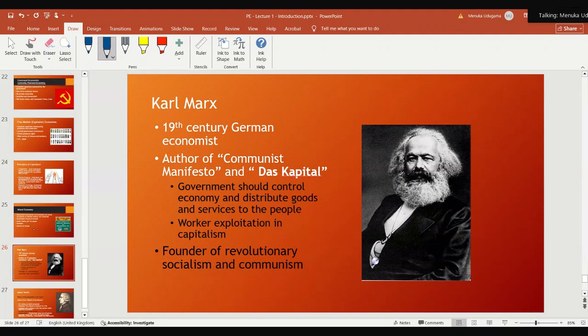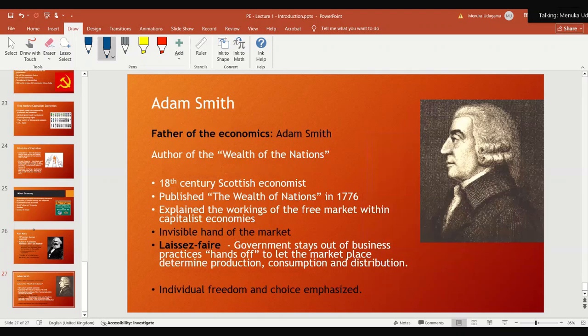Right? Once this book came out, it gave rise to lots of revolutions, pushing economies to move towards socialism and communism. And then there's Adam Smith, who we call the father of economics, because a lot of the theories that we study today in this module and beyond were coined or introduced by Adam Smith, particularly in his book called Wealth of Nations. He talks about how countries can become rich. For example, he talks about laissez-faire, an invisible hand, where he says the government should stay out of business and let the private sector, the consumers and the producers, decide how much to produce, how much to consume, the prices, and all that.